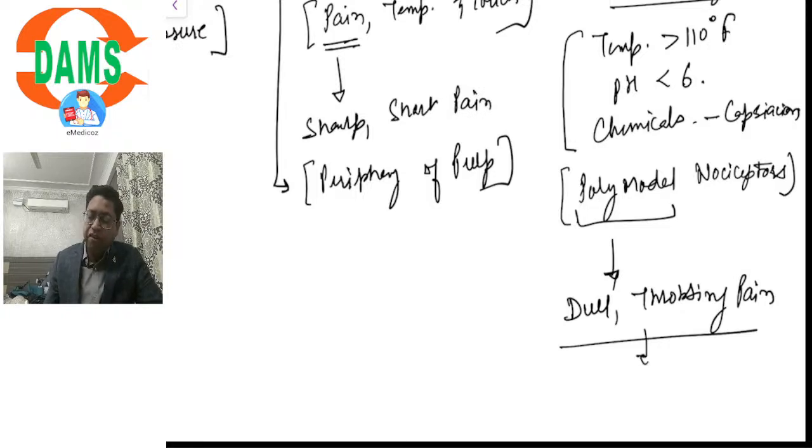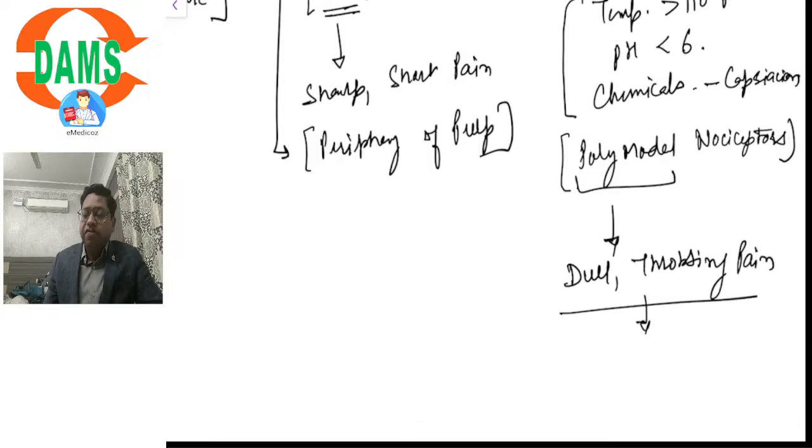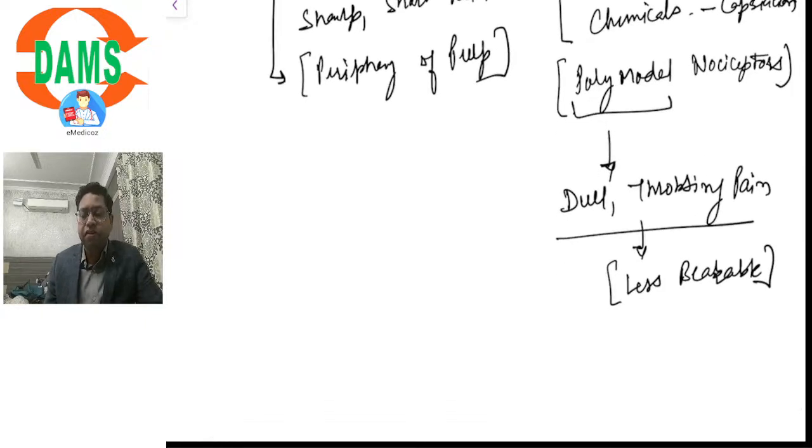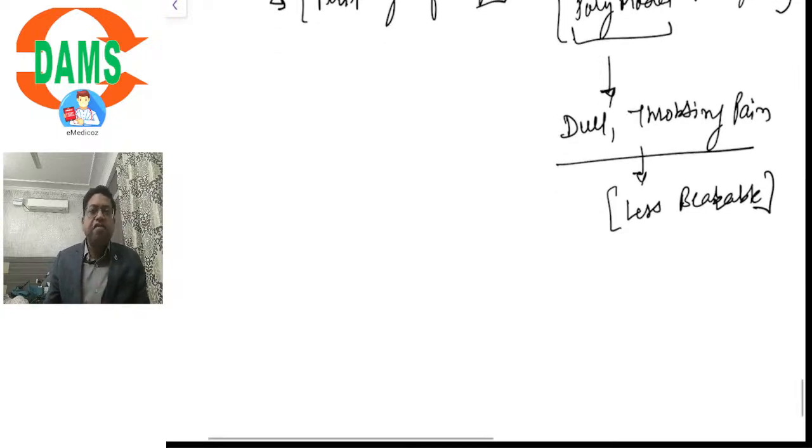This dull throbbing pain caused by the C fibers is less bearable as compared to the pain carried by the A delta fibers. So whenever there is extensive tissue damage due to a deep-seated carious lesion or a trauma, then major amounts of C fibers would be stimulated and they would cause dull throbbing pain. Okay. This is the sensory innervation of the dental pulp.